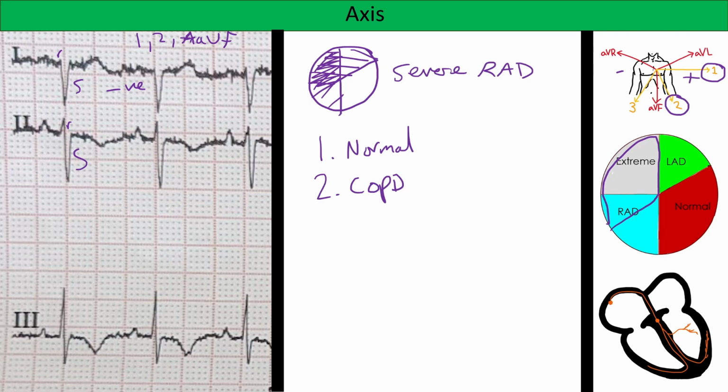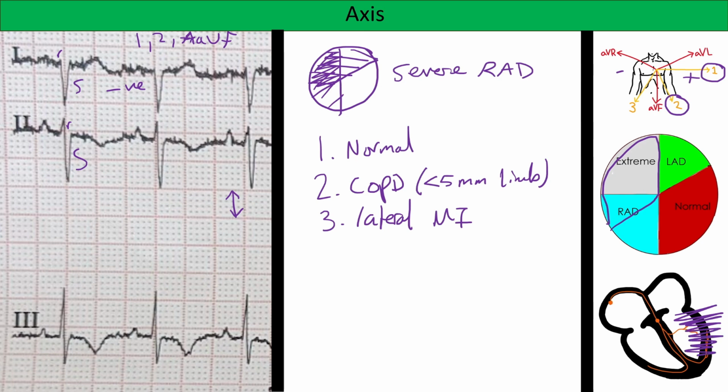Now in COPD you also get low voltage QRSs in the limb leads, which means less than 5 millimeters. 5 millimeters is one of these boxes. 3, we have a lateral MI. Now if you think about it, a lateral MI will wipe out this entire portion of the heart, so therefore this becomes electrically inactive. So the wave of depolarization is now shifted towards the right, giving us right axis deviation.